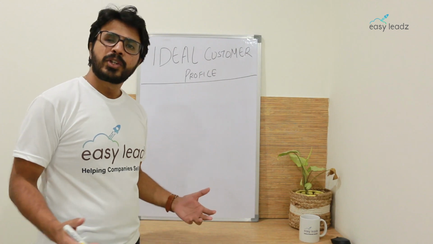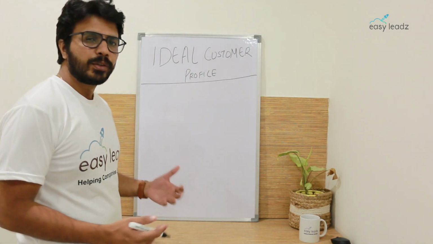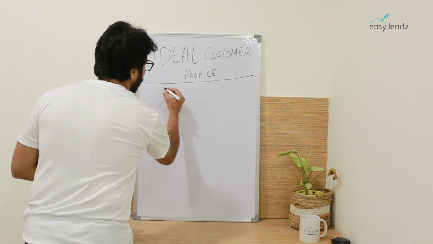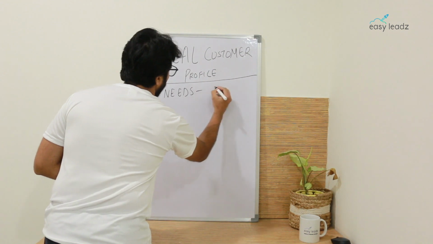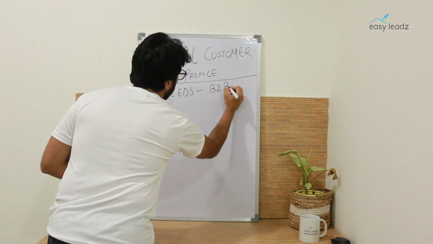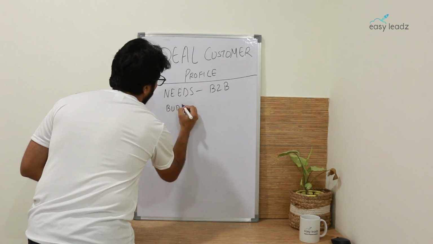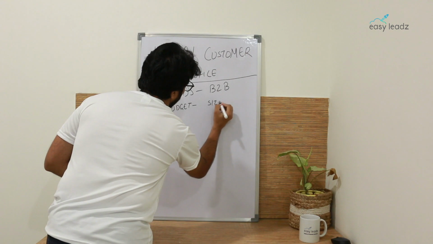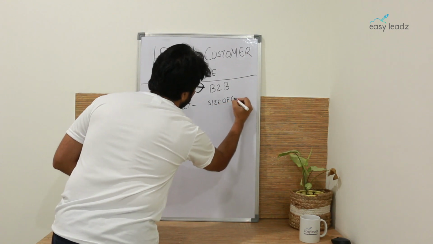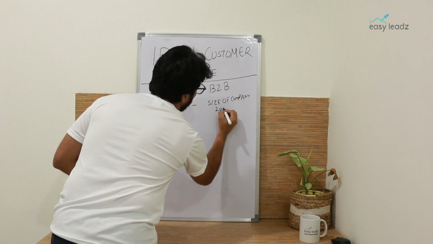So for a better illustration, let's get to the whiteboard and see what we have learned so far. In order to segment companies, we first identified their needs. For us, it was B2B companies. Then we identified the budget or affordability. For us, it was the parameter of size of companies, which was 20 plus employees.